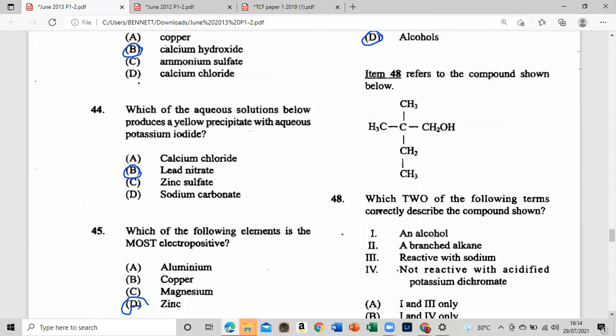Item 48, refer to the compound shown below. Take a look at the compound, guys. Which two of the following terms correctly describe the compound shown?